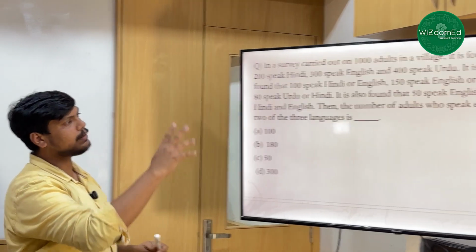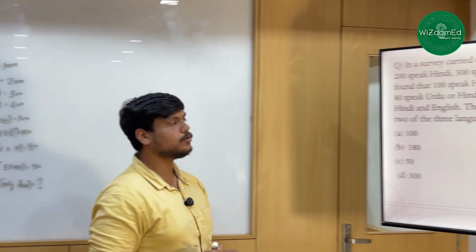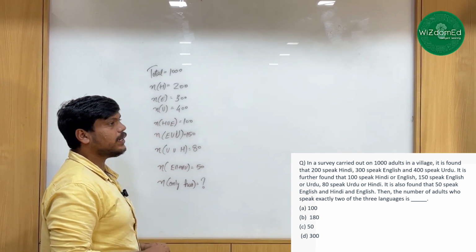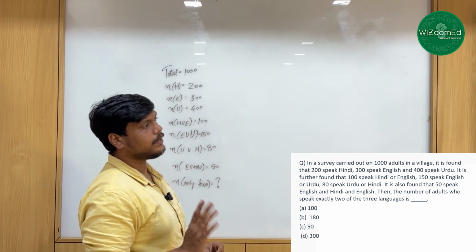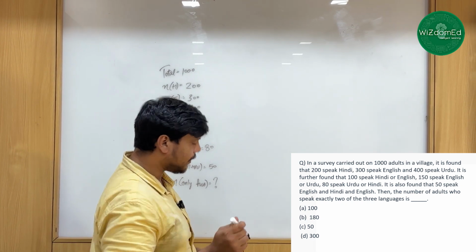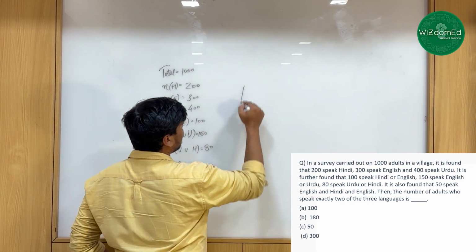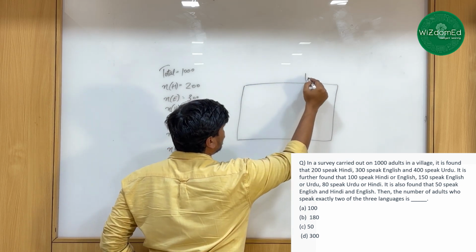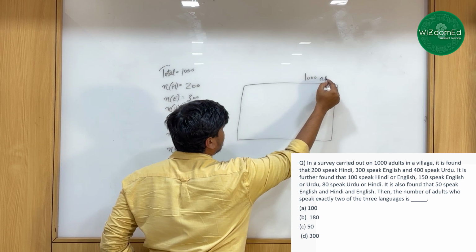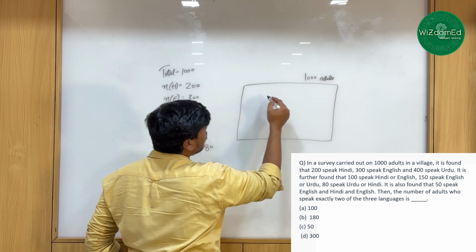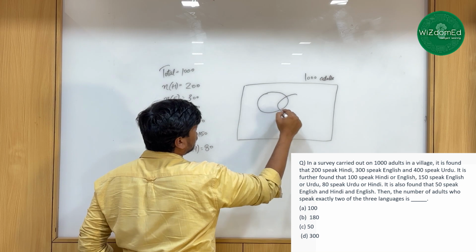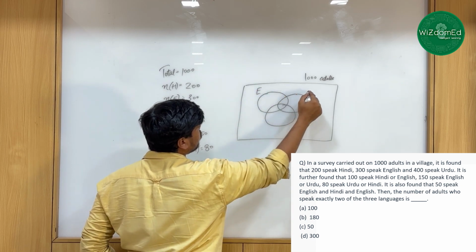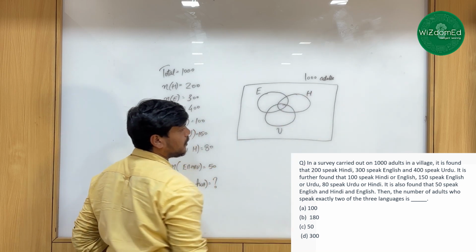So we have some data, and out of that data we are supposed to find the number of people who speak only two languages out of three. Exactly two out of three. Now to find that, let's draw the Venn diagram for this. Let's say this is the total 1000 adults. Now out of these 1000 adults, we have people speaking three different languages. Let's say these are English, Hindi, and Urdu respectively.